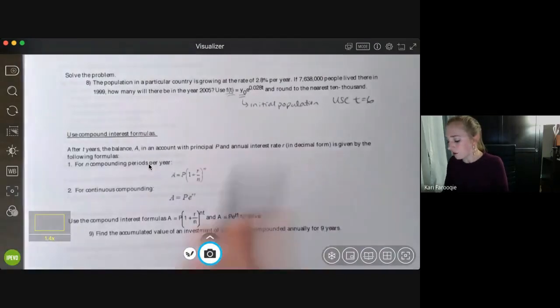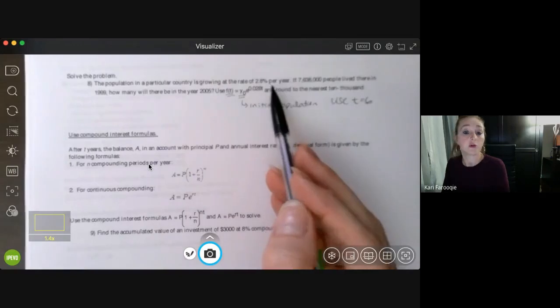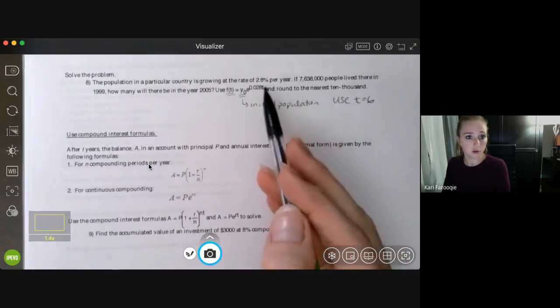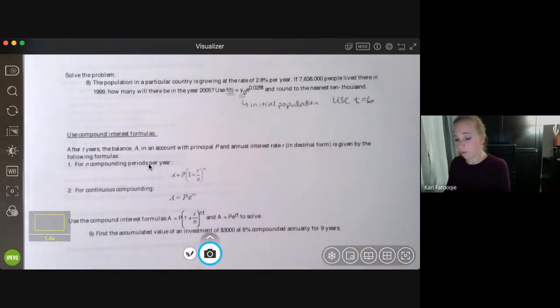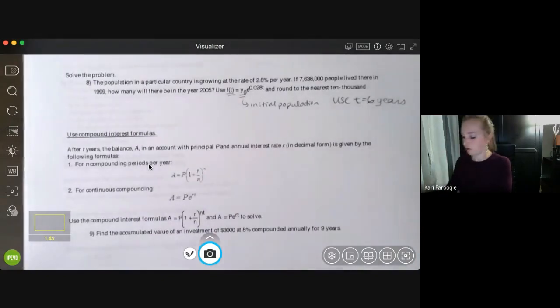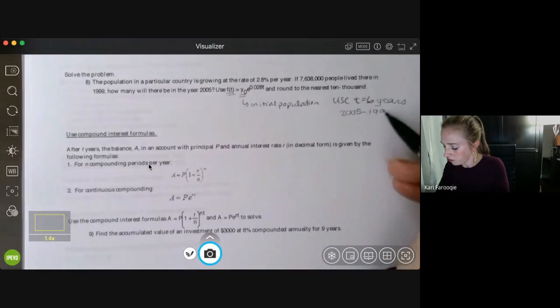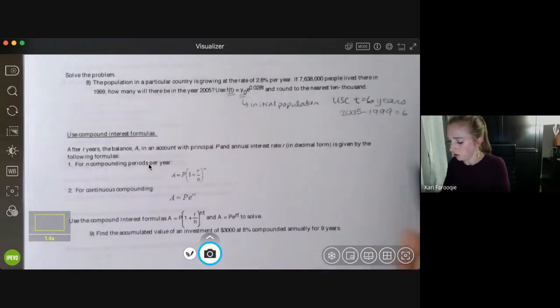Similar thing is occurring here. This time, you were given a rate as 2.8% per year. That's why you want to use the time in years and not months. If you do use the time in months and you use 72, you're going to get this crazy huge population. So don't do that. We'll use t equals 6 years. And remember, that is 2005 minus 1999 equals 6.